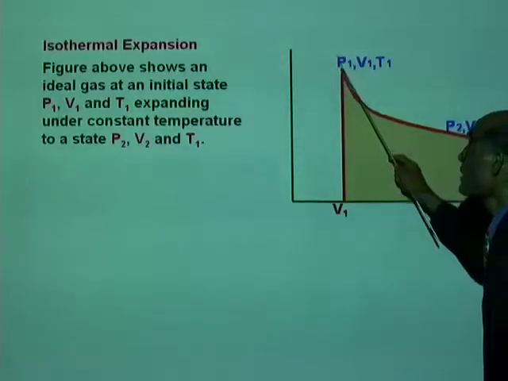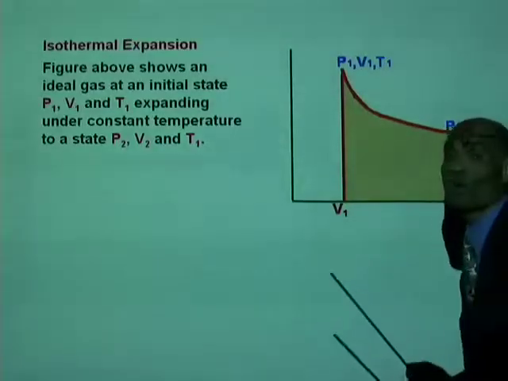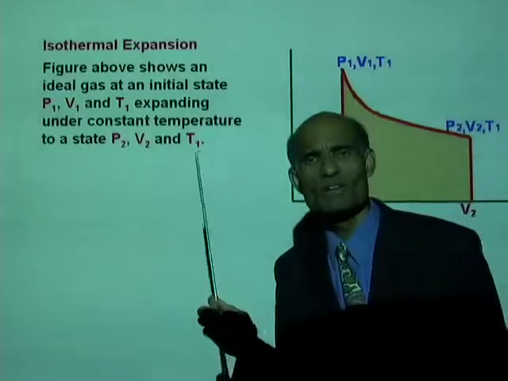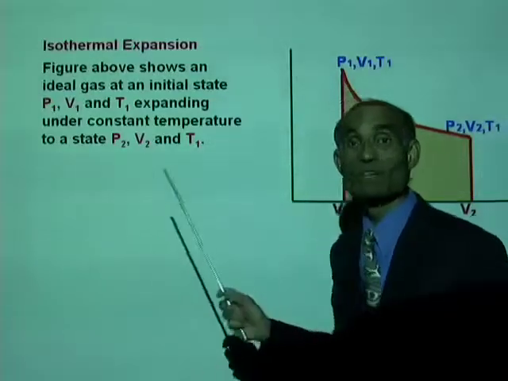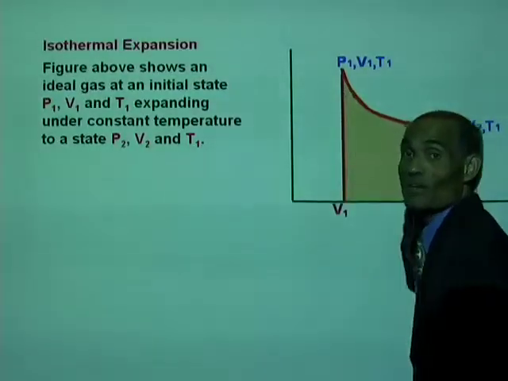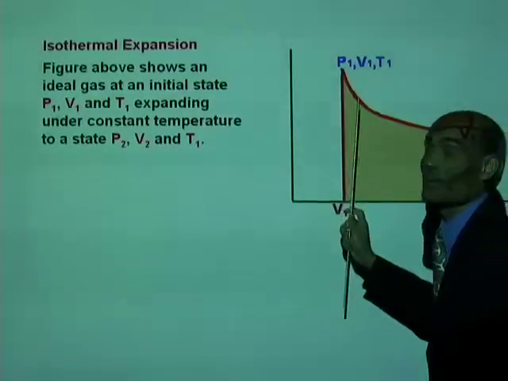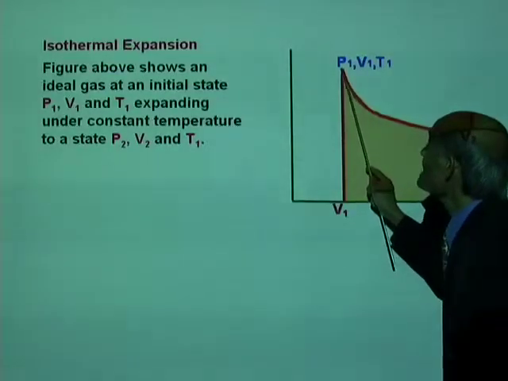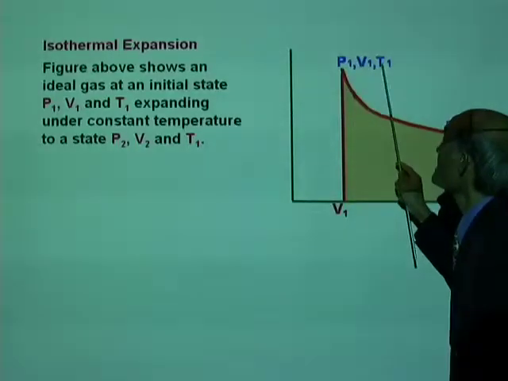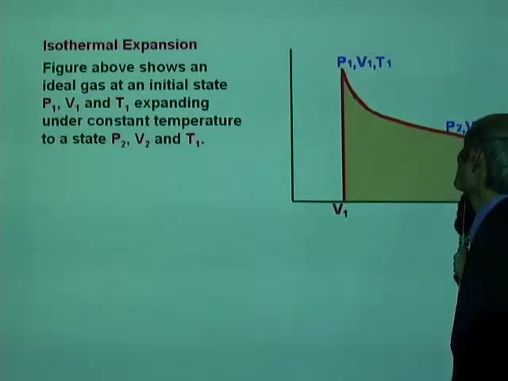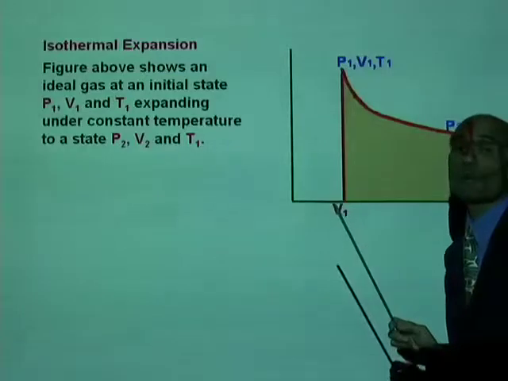You remember this curve when we talked about Boyle's law? What do you call this curve? This curve has a name. This is the isotherm. So this is the isotherm of this gas that expands from a state P1, V1, T1 to a state P2, V2, T1.